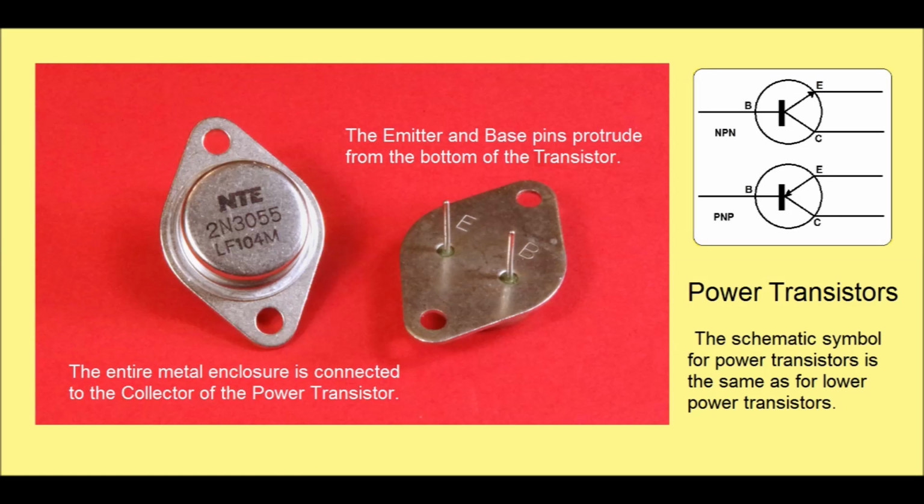In order to handle the larger currents, the power transistor was developed. This is more robust than the regular transistors shown in the previous slide. Generally, a transistor is classified as a power transistor if it can handle a current of 1 ampere or more. The emitter and base pins project out of the bottom of the case, and the complete metal case is itself connected to the collector inside. The case can be screwed to a heat sink, which will help to dissipate any heat that might otherwise build up in the transistor. The symbol for the power transistor is the same as for a regular transistor.